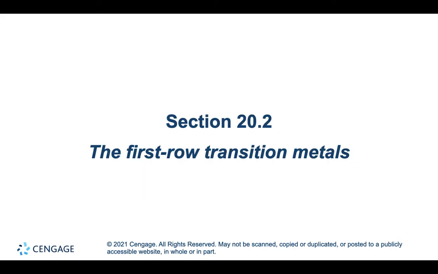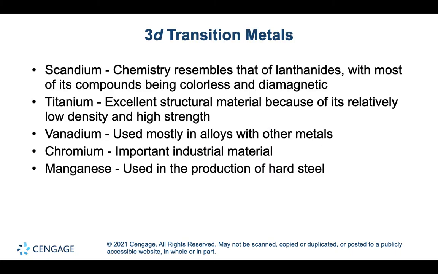Okay, 20.2, we're going to look at the first row transition metals, scandium through zinc. Scandium's chemistry is similar to the lanthanides in that it's colorless and diamagnetic. So scandium does not have the property of the other transition metals of having color and having paramagnetism. Not enough electrons in the d orbitals to really get those d orbitals cranked up and doing what they do, giving paramagnetism and color.